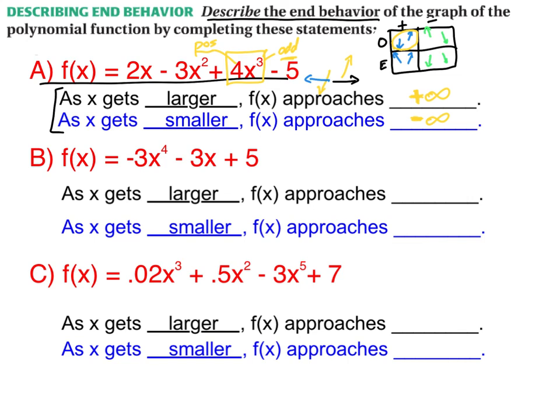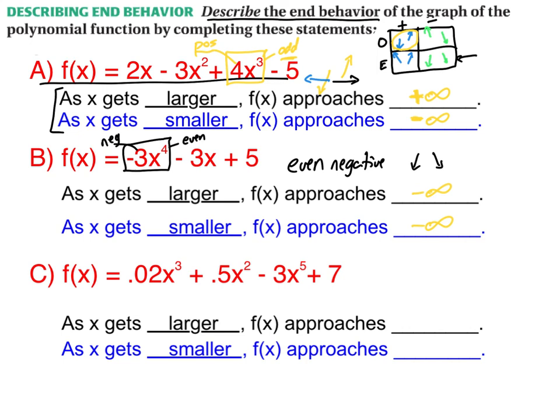All right, so let's take a look at part B. The leading term is right here, negative 3x to the fourth. 4 is even, negative 3 is negative. So I have an even negative function. So even negative, I'm going to write that down for you, even negative. And if it's even and negative, they will both go down, like you see right there. Which means in that case you would have negative infinity and negative infinity as your two answers.